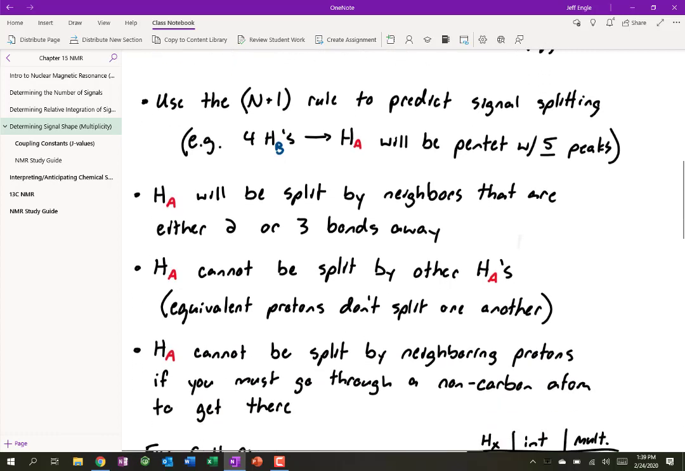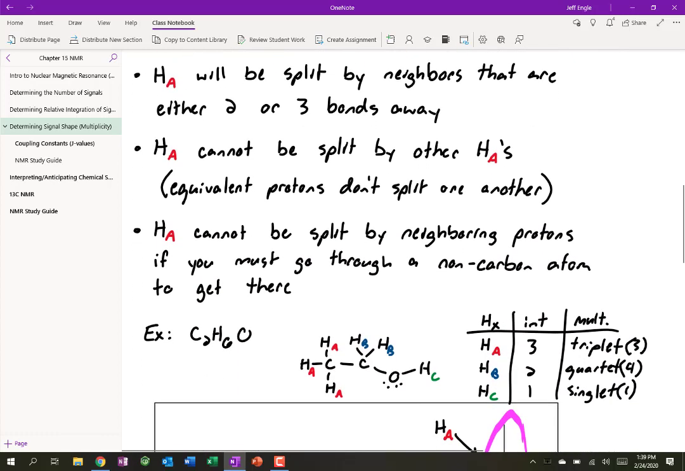And we said it's really important to remember that HA can only be split by neighbors that are either 2 or 3 bonds away, not 4 bonds away. That's simply too far. We said that HA can't be split by other HAs, meaning equivalent protons don't split one another. And we said that HA can't be split by neighbors if you have to go through a non-carbon atom to get there. So that's another important thing to remember.